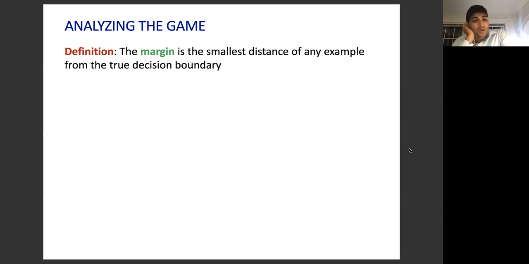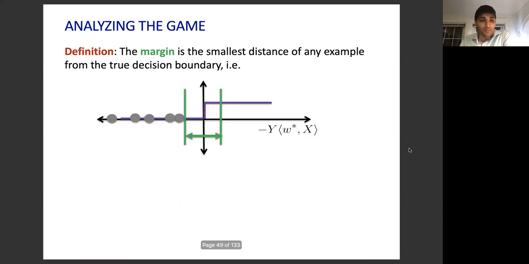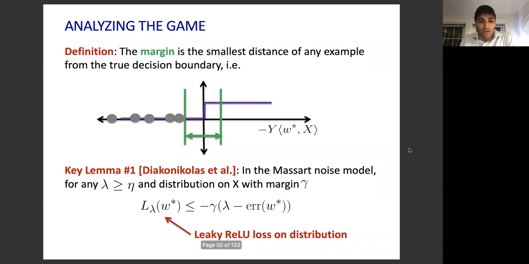So let me introduce one more basic notion from computational learning theory, which is the notion of margin. Margin is the smallest distance of any example from the true decision boundary. Remember that with the 0-1 loss, if there's a halfspace that perfectly fits our data, then all of our data points land on the correct side. The margin is just the distance from the decision boundary, where it changes the output label for your hypothesis, or 2 times that, depending on how you measure it. And let me tell you, it'll boil down to just 2 key lemmas.